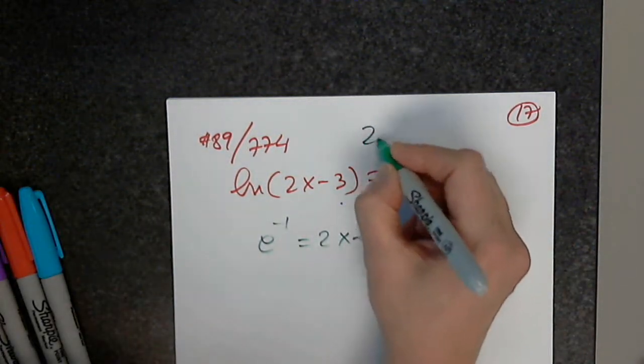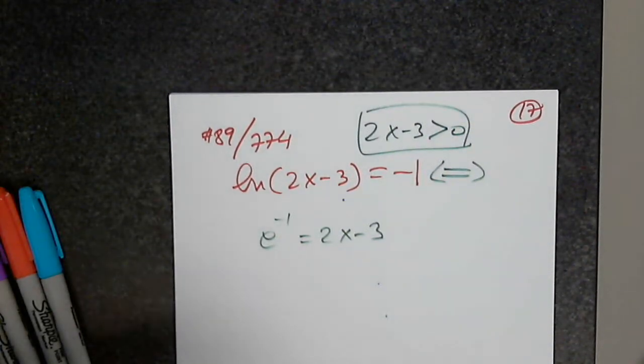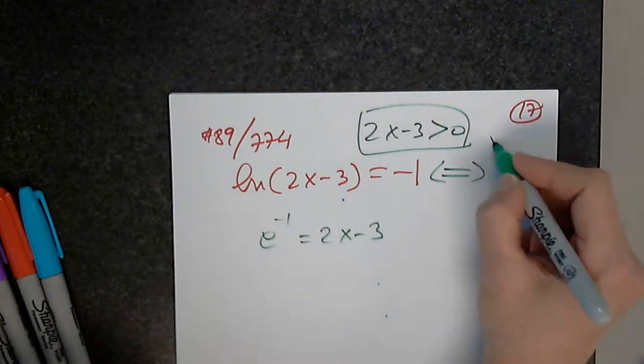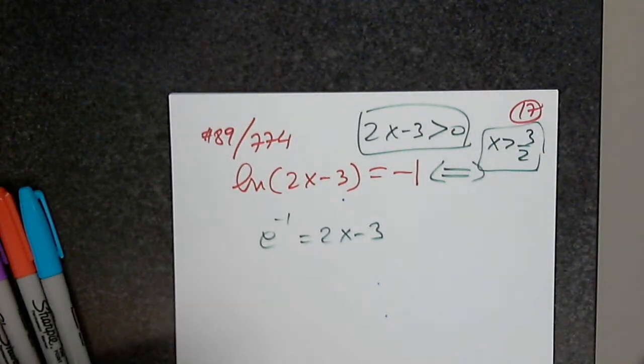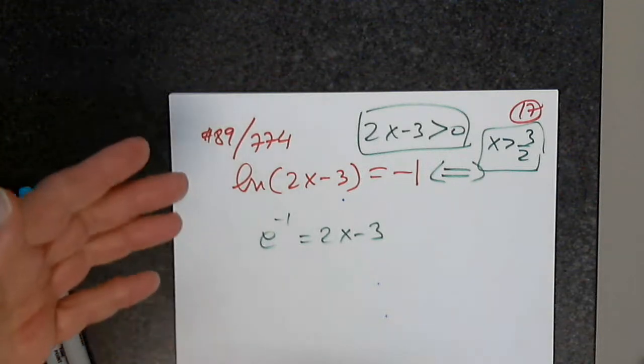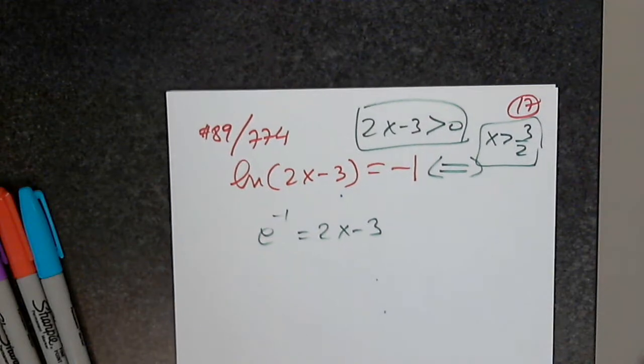Normally, we should have started with 2x minus 3 greater than 0, because that's a restriction here. So x must be greater than 3/2. So if the solution is not greater than 3/2, it cannot be accepted. Also, you can go back and check. I prefer stating restrictions, then going back to check.